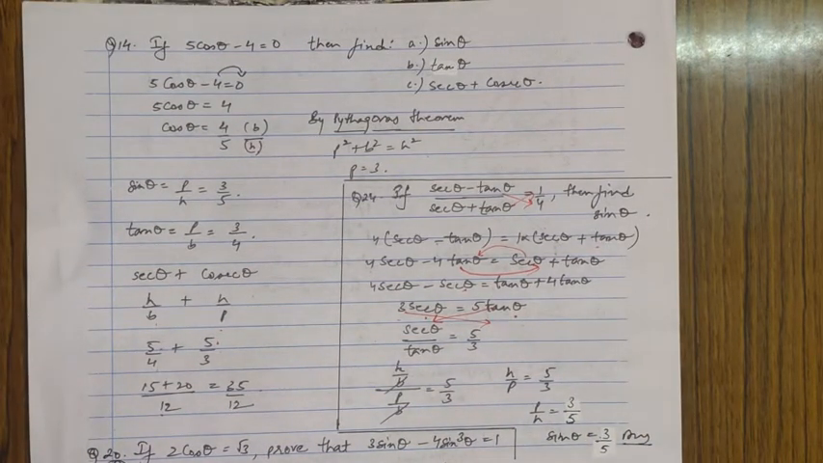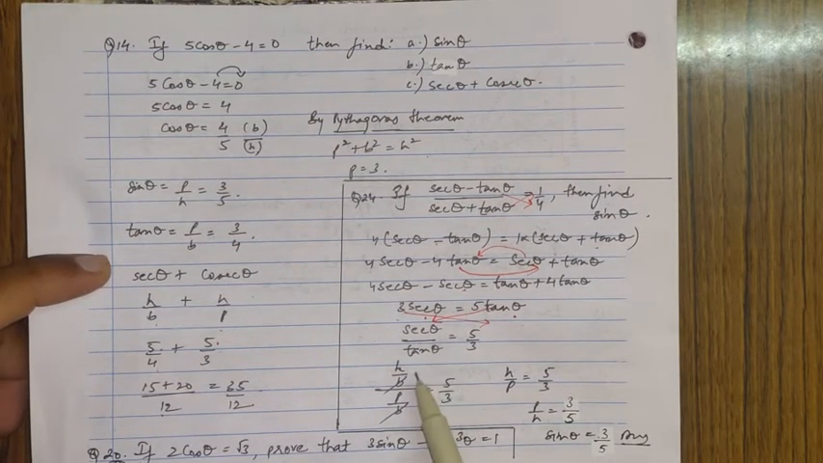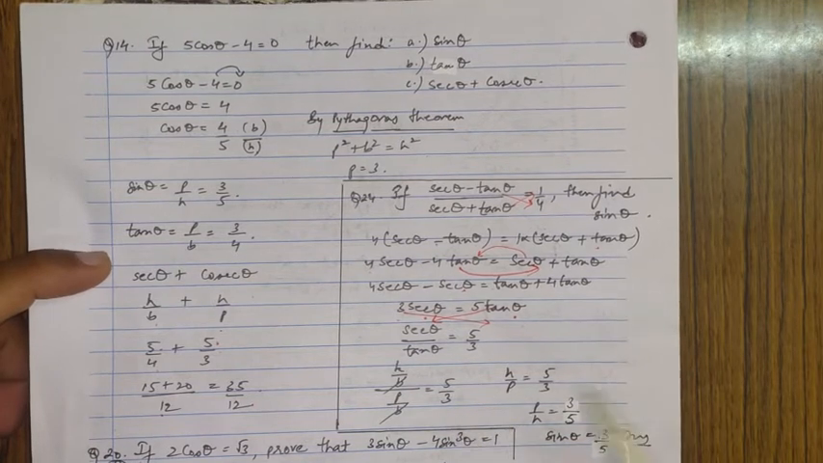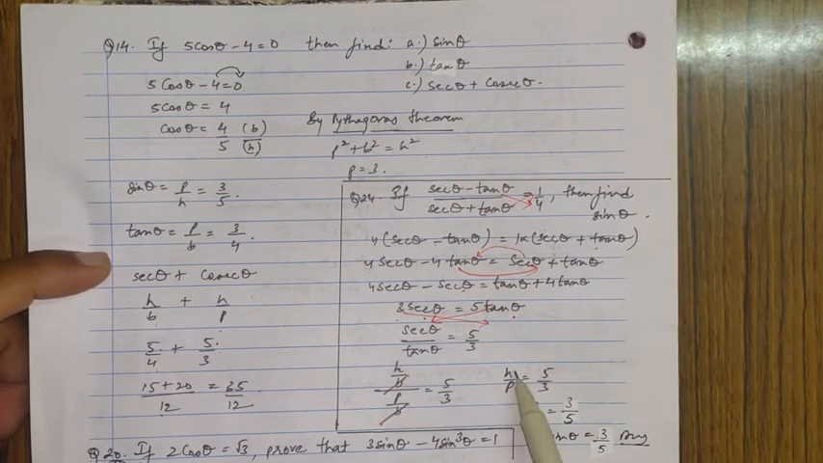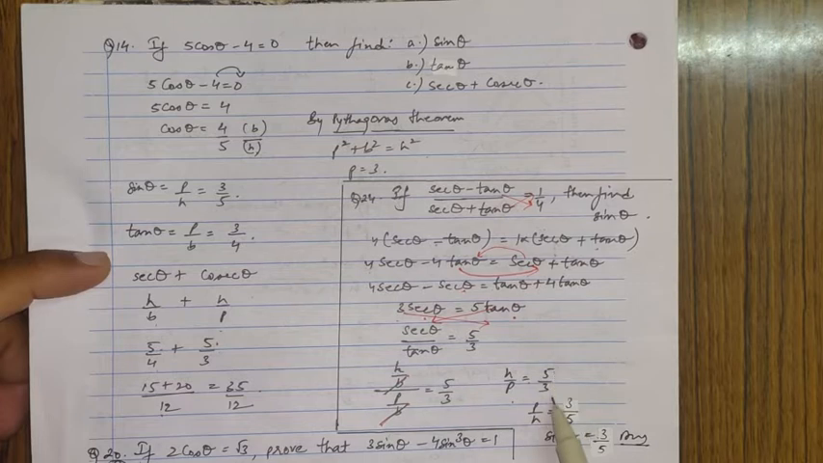Now after that, what we are going to do, sec theta value is actually hypotenuse upon base and tan theta is perpendicular upon base, equal to 5 upon 3. Now if you see, both the fractions have got denominator value as base only, so these two denominators can be cancelled, and now on the left hand side of the equation we are left with hypotenuse upon perpendicular, which is equal to 5 upon 3.